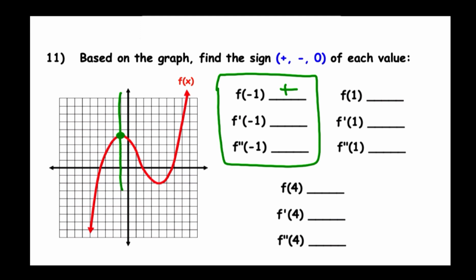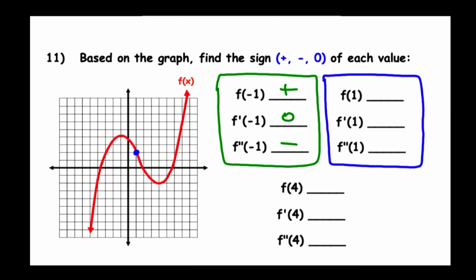F prime of -1 is 0 because it's a max. And f double prime of -1 is negative because I'm concave down like a frown. So that's kind of cool. All right, let's move over to +1 this time. F of 1 is positive. You're above the x-axis. Looks like it's 2. F prime of 1, the graph is falling with a negative slope, so that's negative. And f double prime of 1, I tried to make it look like a point of inflection. That's what I was going for, so we're going to call it 0.